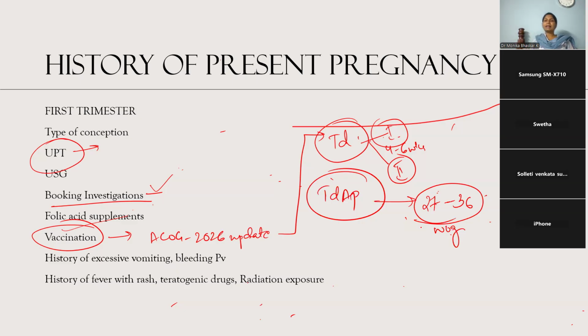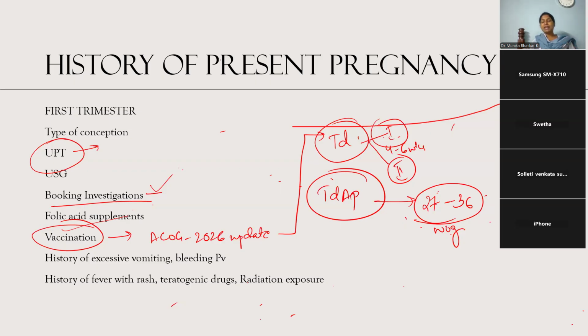Some guidelines say give Tdap irrespective of one or two TD injections. Some say give the first dose of TD and, instead of the second dose, directly give Tdap between 27 to 36 weeks. There is no harm in giving all three vaccinations. Or if you miss the second one, you can directly replace it by giving Tdap vaccination between 27 to 36 weeks of gestation.